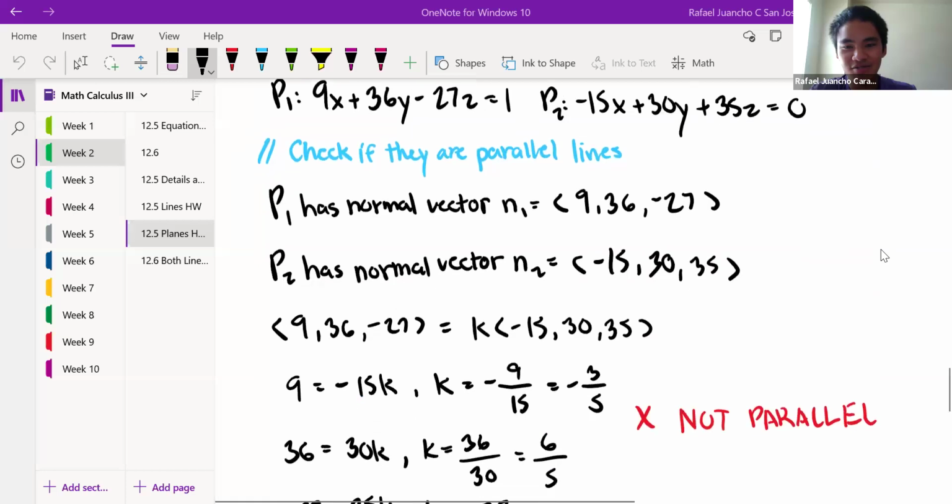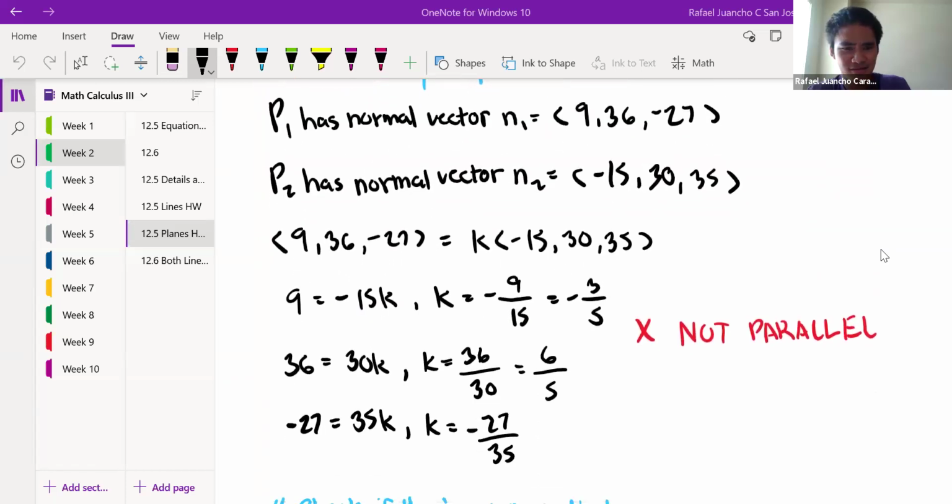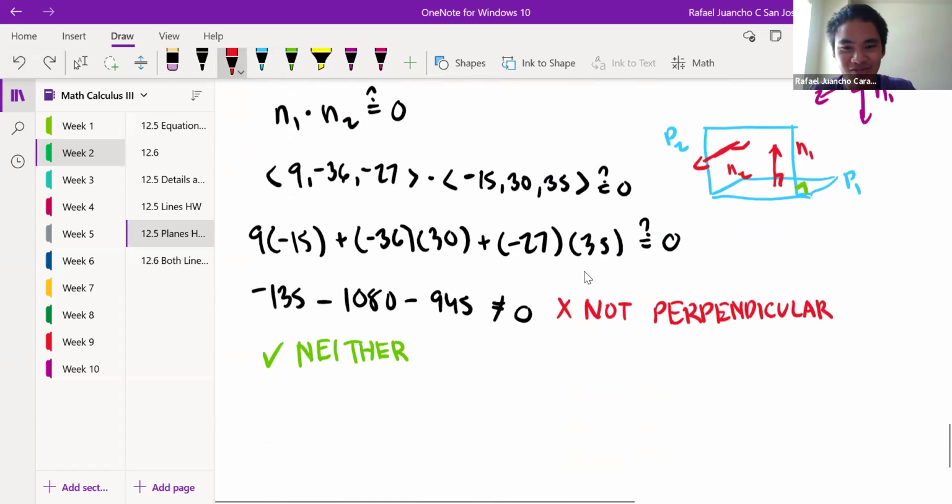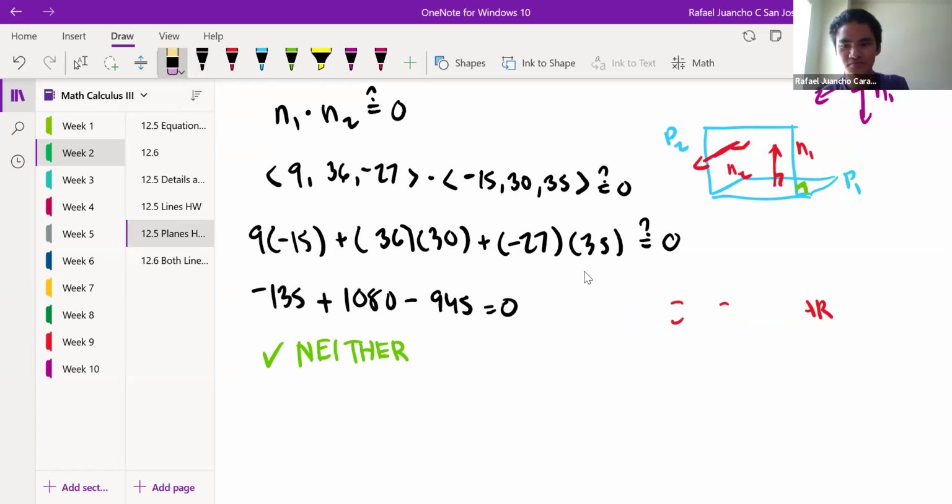I just realized that these two planes are perpendicular. Why is that? Because I messed up this part. When I added those two vectors right here, I made it negative when it's supposed to be positive. So I make that positive, and I get plus 1080 and 945, so this is negative 1080, so this is 0. And so it's not neither, it's perpendicular.